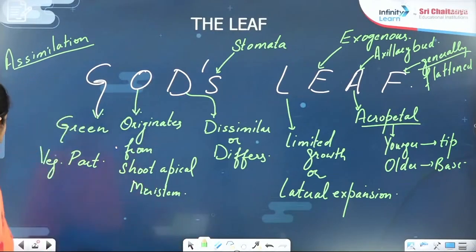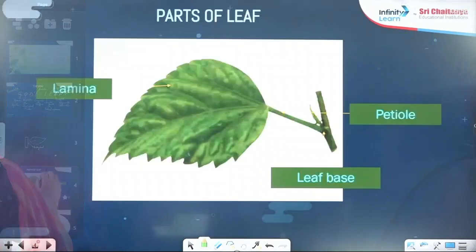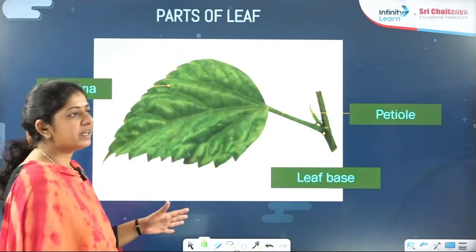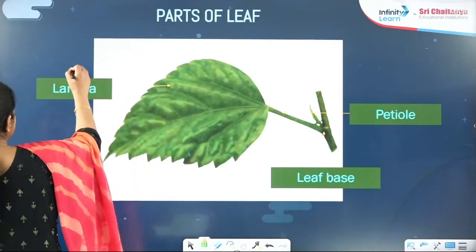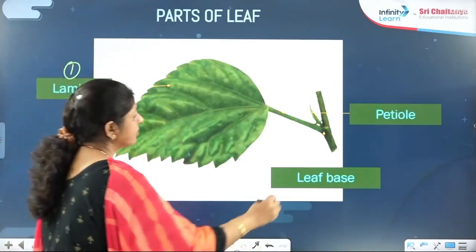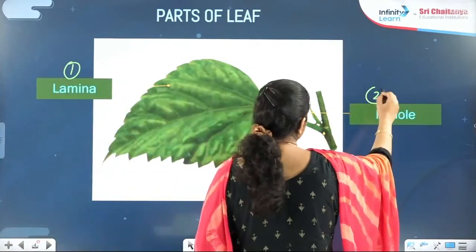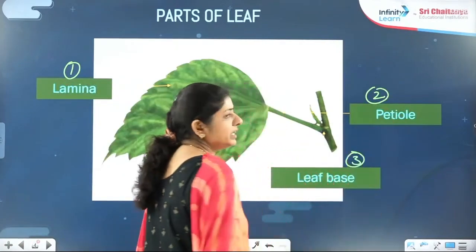So these are some of the general characters you must know about the leaf. Now let's talk about the parts of the leaf. How many parts are we studying in a leaf? Three parts. First is the lamina. Second, we will discuss the petiole. Third, we will discuss the leaf base.